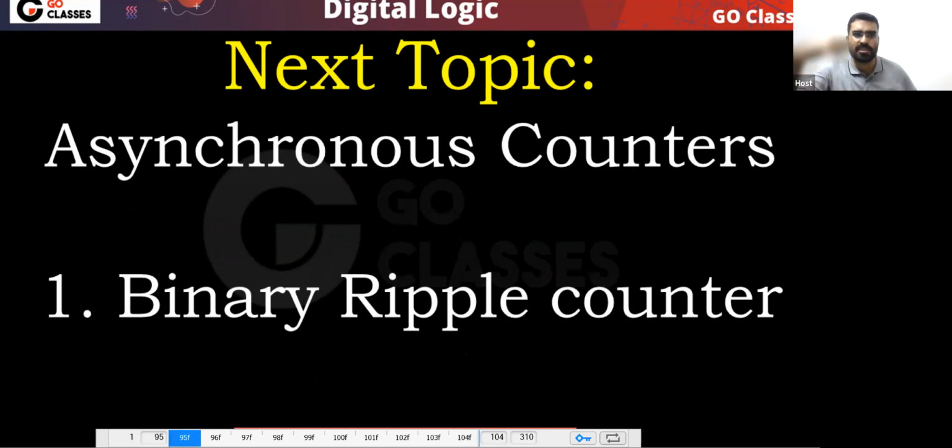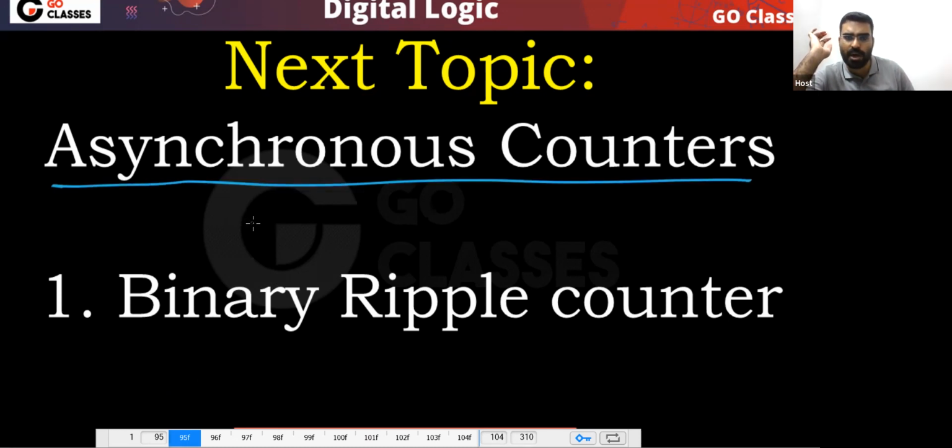Now let's take some more examples. We are going to take more and more examples, but the same concept, remember, whatever we have seen so far, that same concept we will apply again and again. But before that, let's see asynchronous counter.